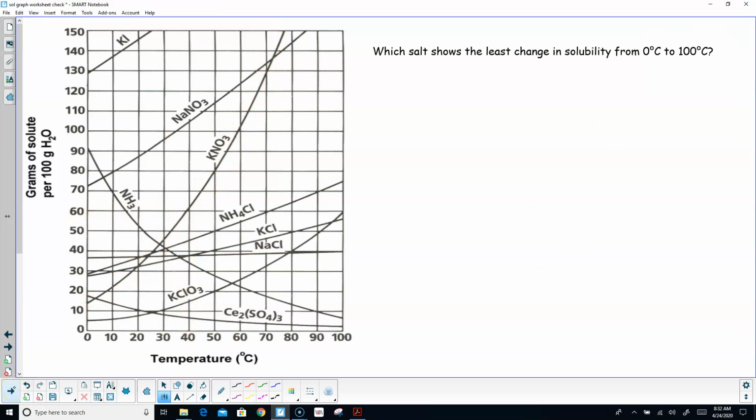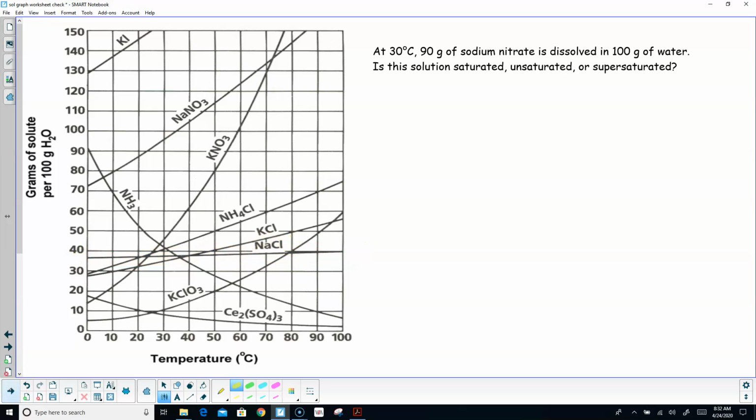Number 4, which salt shows the least change in solubility? So you're looking over that temperature range 0 to 100. We're looking for the one that has the least amount of slope, the least change in rise over run. If you look at all of them, you'll find that sodium chloride has the least variation in solubility.